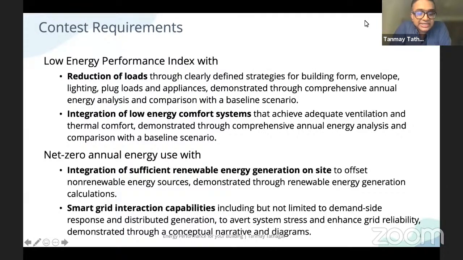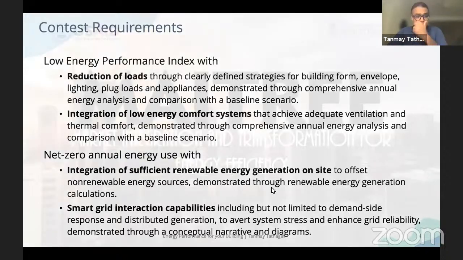And finally, the building is not isolated. It's a part of a grid. So how do you balance it, because sometimes energy may be required to be purchased from the grid or supplied to the grid. And that approach will also be a part of your thinking. So these are the competition requirements.